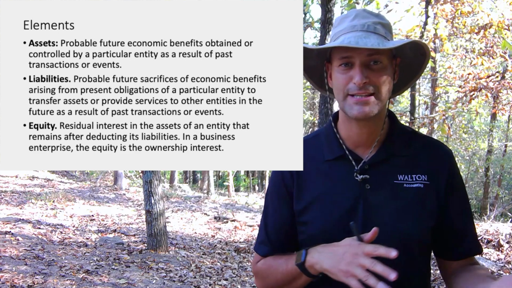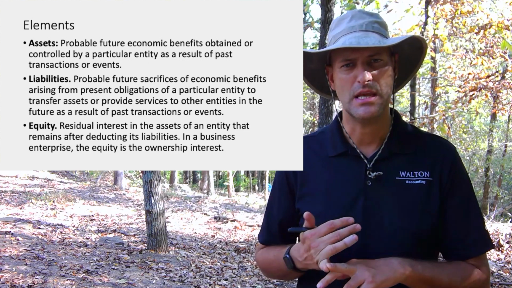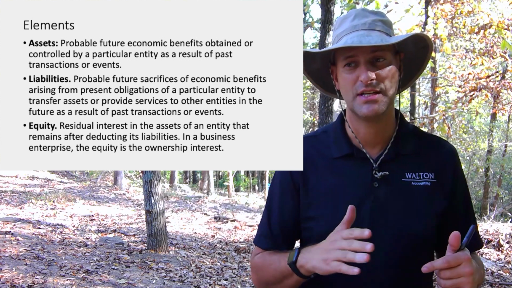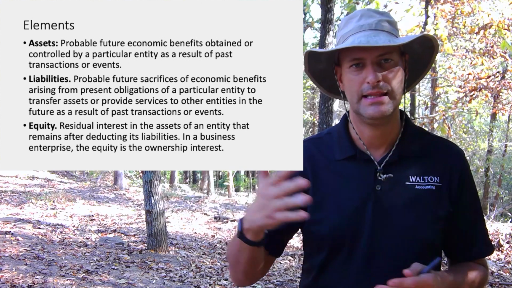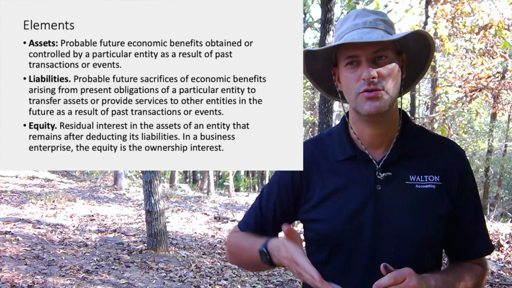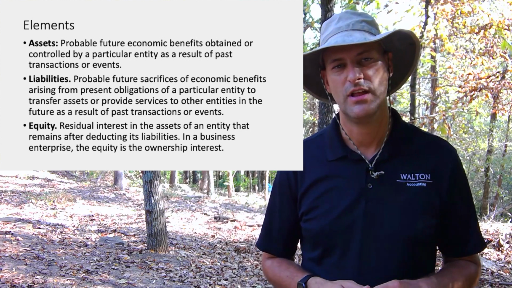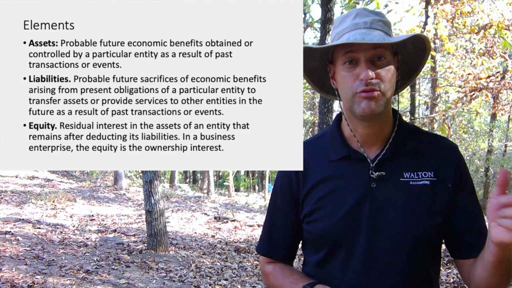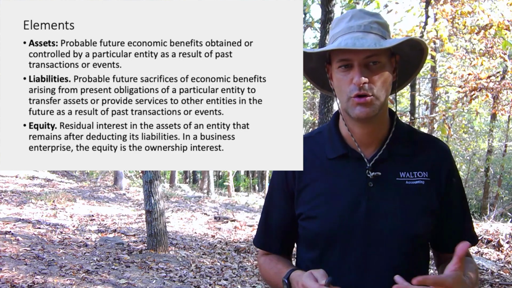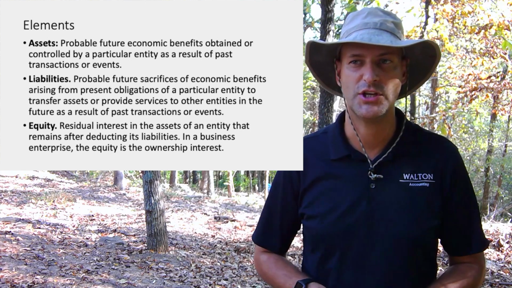There are some key aspects of these. They have to be the result of past transactions or events. That's critical. It can't be something you expect in the future. For instance, you can't have a liability for something you think might happen in the future. It has to have happened. So for instance, you can't have a liability for potential litigation unless it's probable. That would be the probable future economic sacrifice, right? But if there's been no litigation and no reason to think that there will be litigation in the future, then you can't have a liability for litigation.